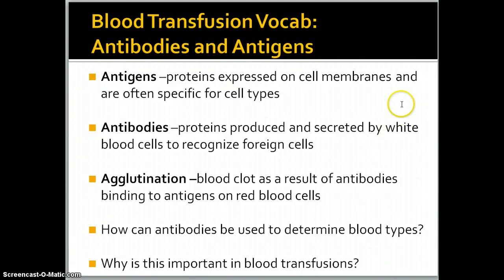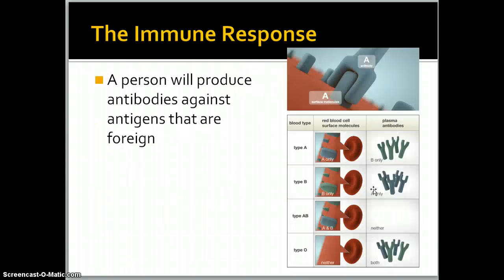When an antibody and an antigen come together, a blood clot can result if the antigen is on a red blood cell. Okay, this can cause agglutination, or a blood clot, to be created. So what you want to think about is how can antibodies be used to determine blood types, and why is it important in blood transfusions? So let's look at how this is going to help us determine blood type.